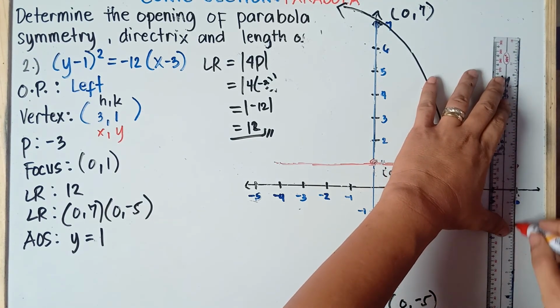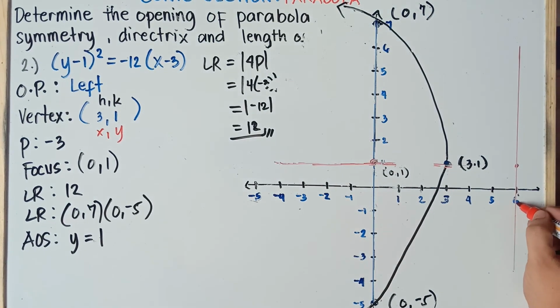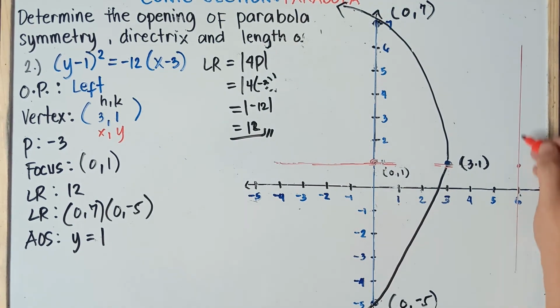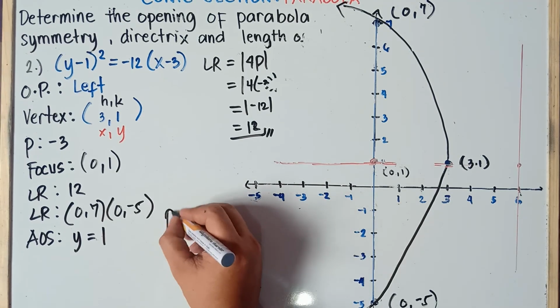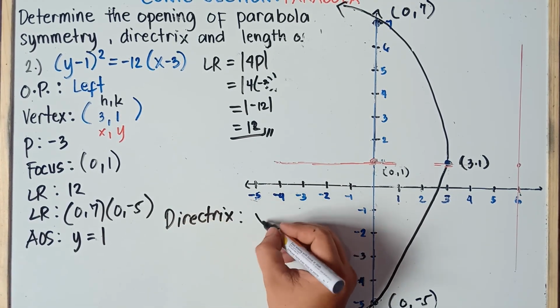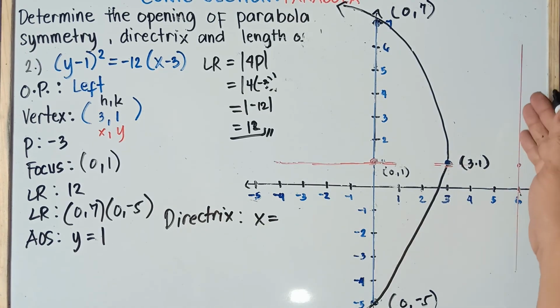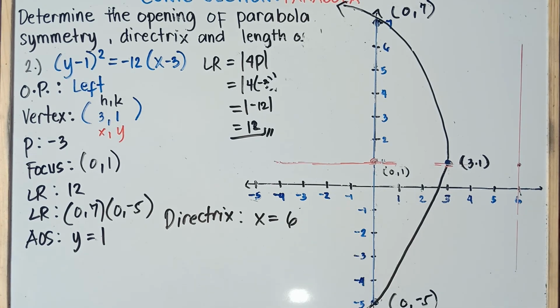And then, your directrix, class, you will intersect at this given point, which is x, and that would be 6, right? Okay, this is 6, class. Check the line, class. You will intersect at this given point, and this point will intersect at this given x-axis, that would be 6. Therefore, class, your directrix would be x equals 6. That's it, class. All set.